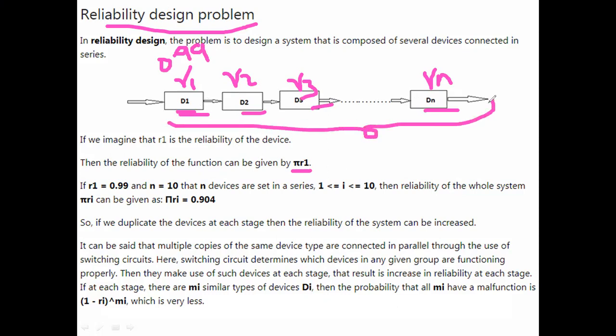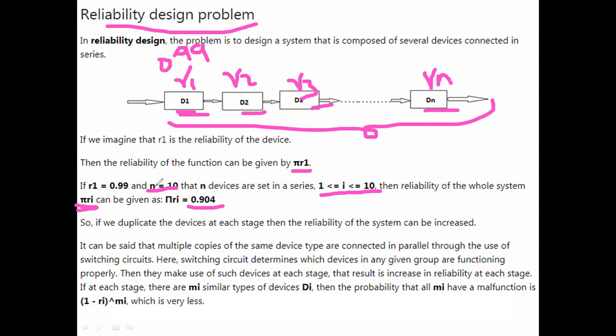And we have n devices. How many devices? n equal to 10. So n devices are set in series, with i from 1 to 10. So the overall reliability of the whole system is the product of Ri, that is 0.904. That is for single-disk reliability.